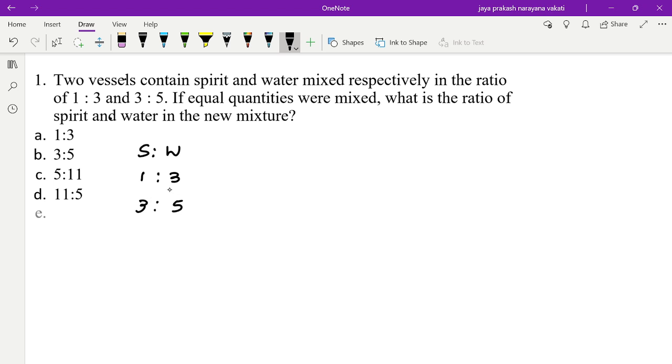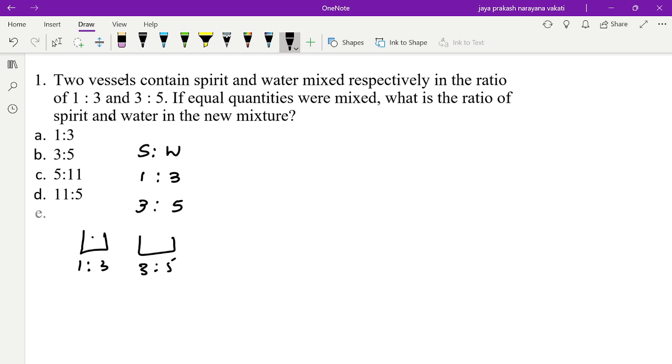Equal quantities were mixed. So in a sense, if from the first vessel I have taken 4 liters, from the second vessel also I have taken 4 liters and I have mixed it. So in the resultant mixture, he is asking what is the ratio of spirit and water. So how to continue the problem: instead of taking some random quantity, I will see the total parts of the first vessel, 1 is to 3, and the second vessel is 3 is to 5.